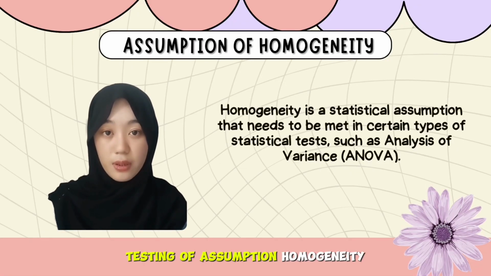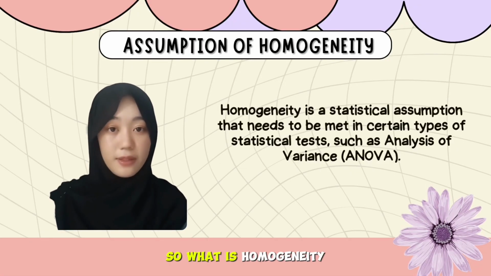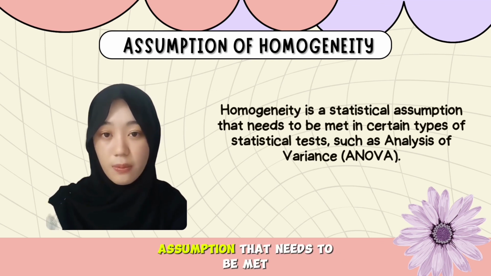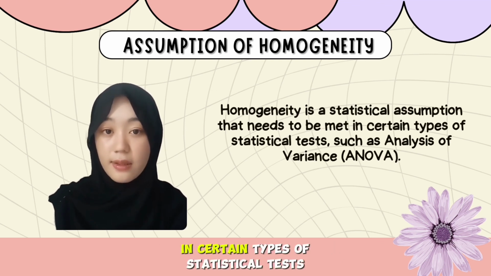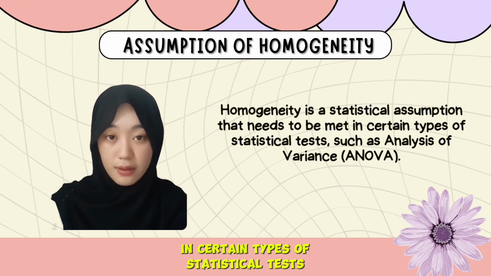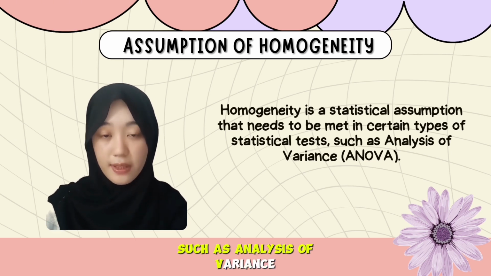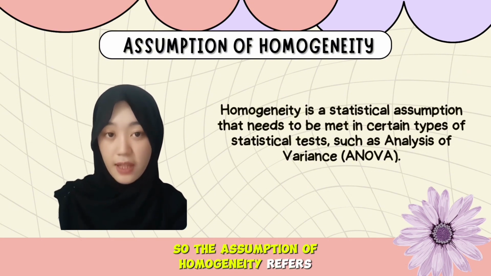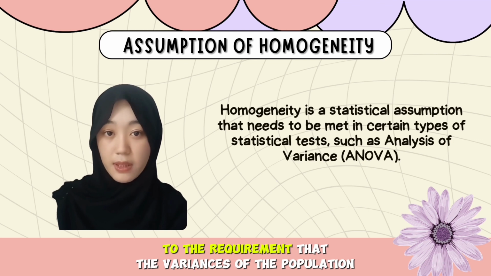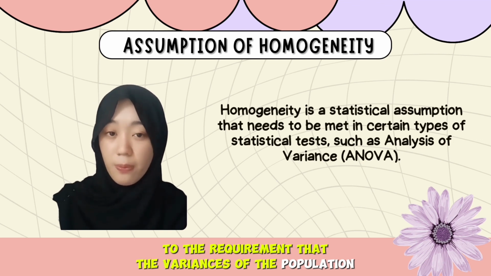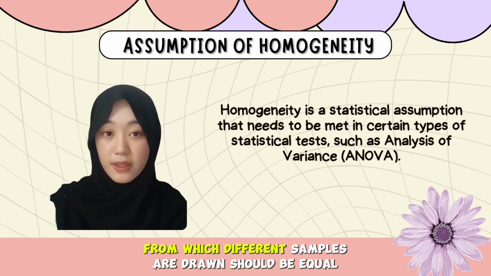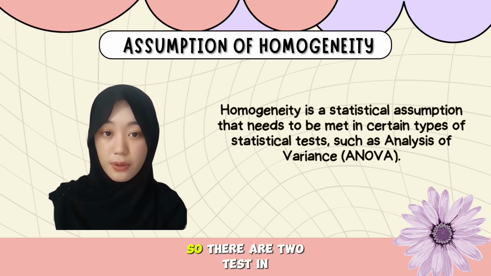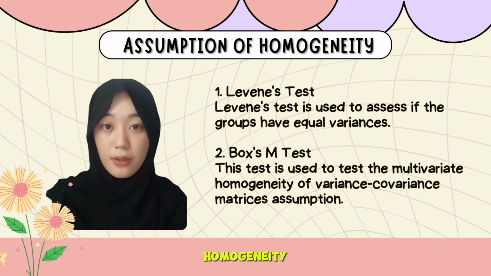Testing of assumption, homogeneity. So what is homogeneity? Homogeneity is a statistical assumption that needs to be met in certain types of statistical tests, such as analysis of variance or ANOVA. So, the assumption of homogeneity refers to the requirement that the variances of the population from which different samples are drawn should be equal.